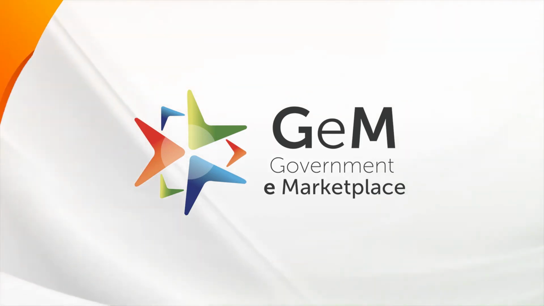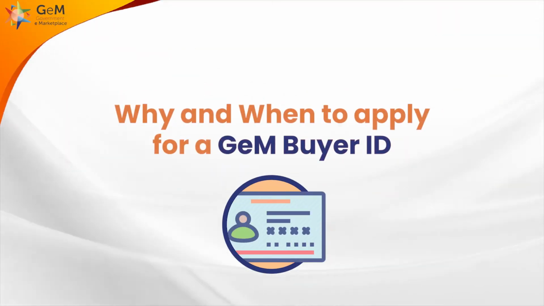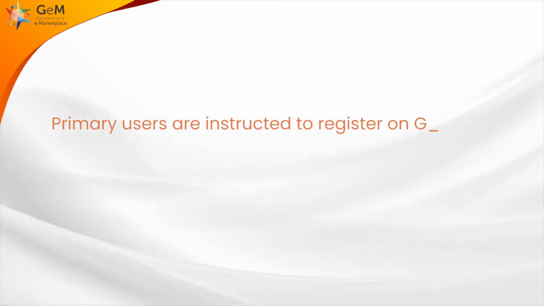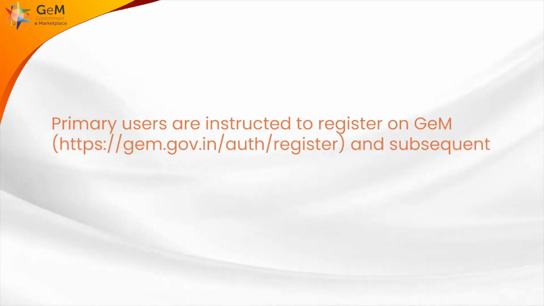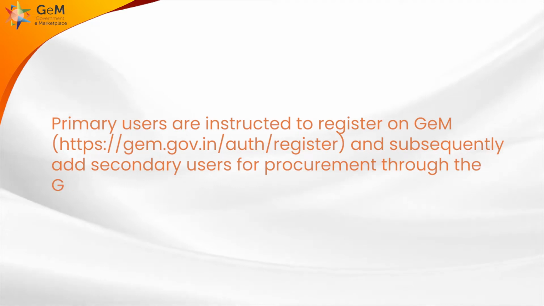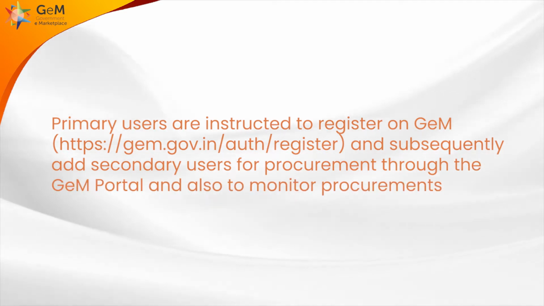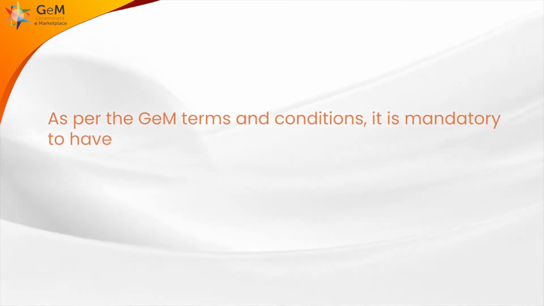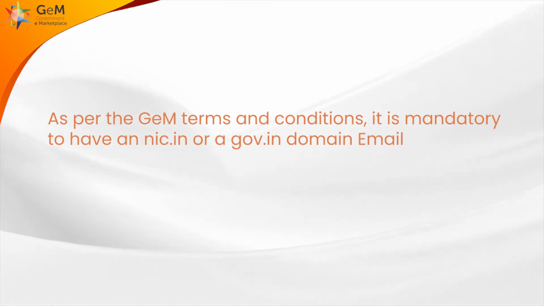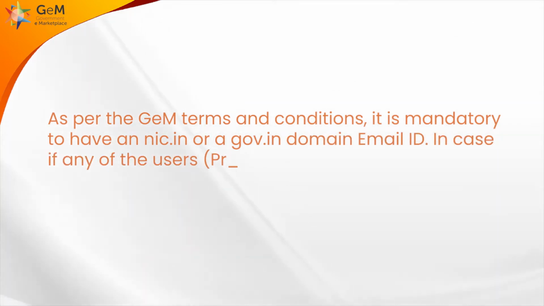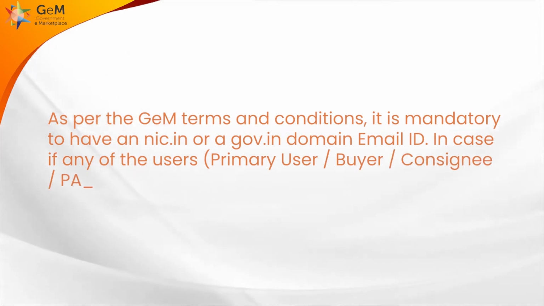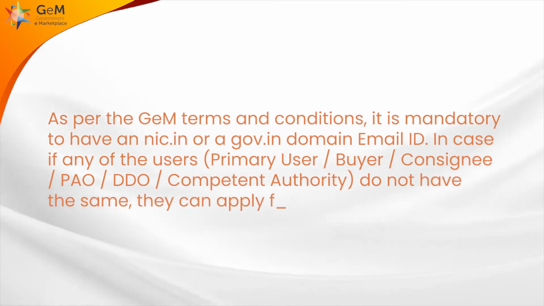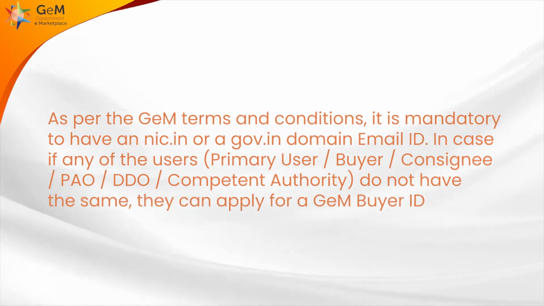In this module, we will take a look at why and when to apply for a GeM buyer ID. Primary users are instructed to register on GeM and subsequently add secondary users for procurement through the GeM portal and also to monitor procurements. As per the GeM terms and conditions, it is mandatory to have an nic.in or gov.in domain email ID. In case any of the users, primary user, buyer, consignee, PAO, DDO, competent authority, do not have the same, they can apply for a GeM buyer ID.